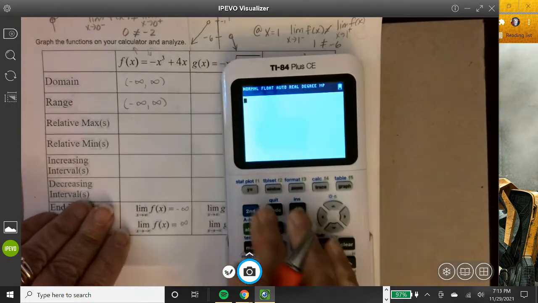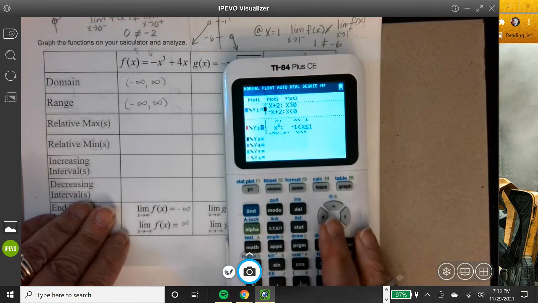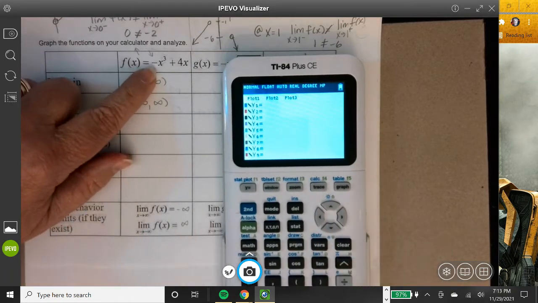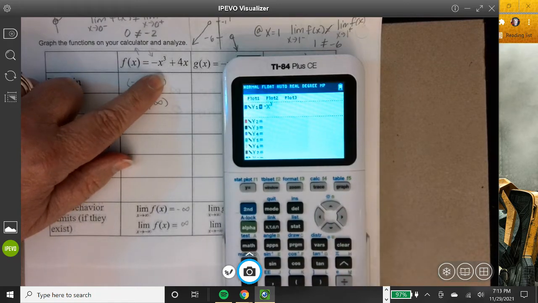All right, and now we're going to have to do some work on the calculator. So I'm going to go to y equals. I'm going to clear out my piecewise, all that hard work. And then we're going to type in negative x to the third plus 4x.